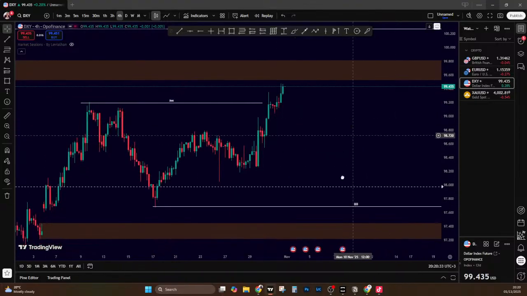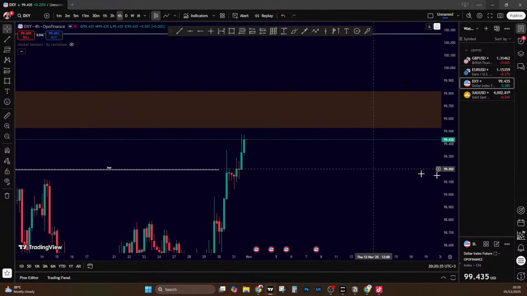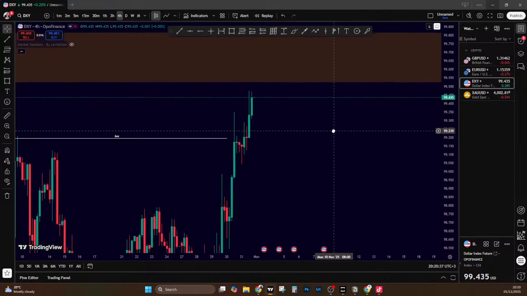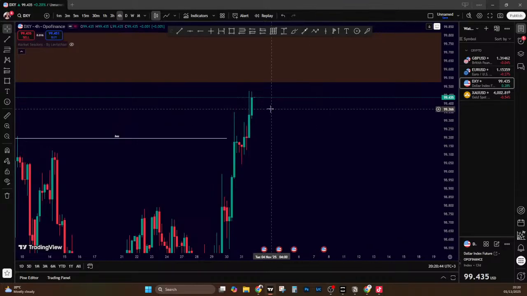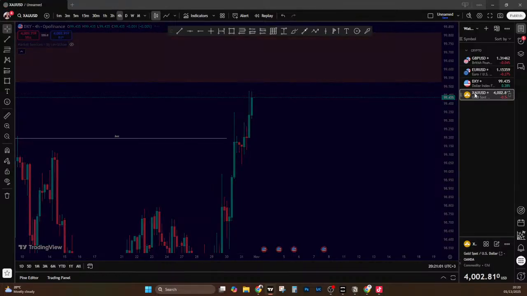Now look at this. Because gold moves the opposite of dollar index. So what are we expecting? We are expecting this to buy to this order block. So what are we supposed to see with gold? We are supposed to see gold sell to a certain order block. Let us go to gold. Let us see what is happening with gold.